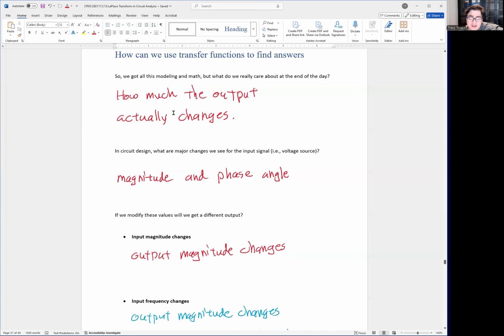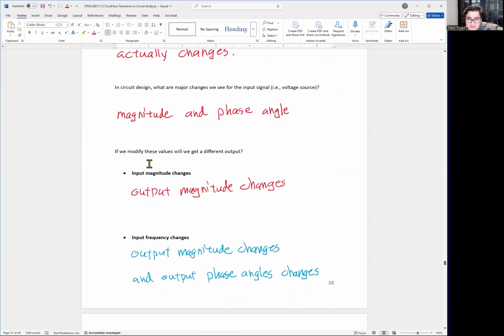When we do circuit design, we're going to look at two major things: magnitude and phase angle. We have a voltage source we're plugging in. It's going to be AC with a frequency. What's my output voltage? What's my output phase shift? What's my magnitude and phase shift? It's very, very important. Okay. So if we modify any of these values, do we get a different output? If my input voltage magnitude changes, or phase angle changes, or my frequency changes, what comes out on the output?